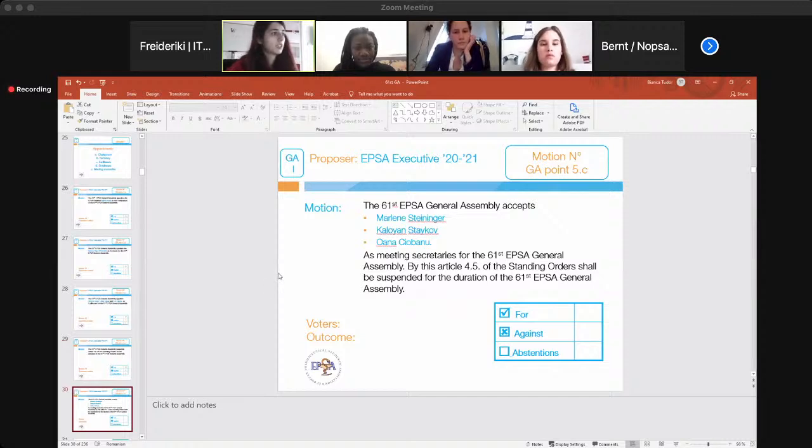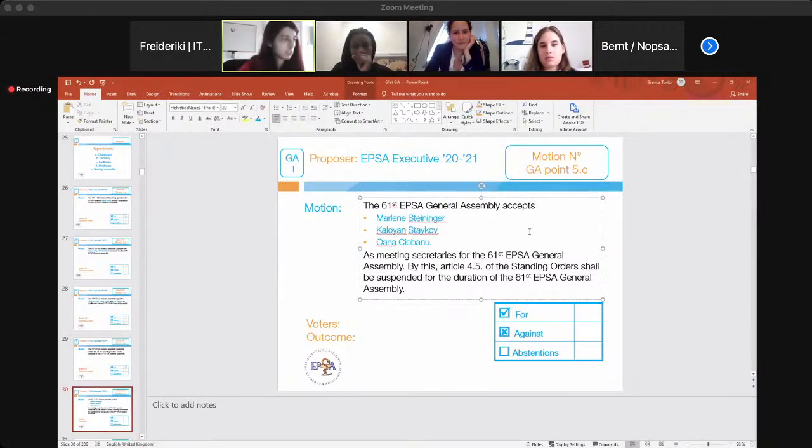Next, we will have the motion to approve meeting secretaries. The motion says, the 61st EPSA General Assembly accepts Marlene Steininger, Kaloyan Staikov, Oana Ciobanu as meeting secretaries for the 61st EPSA General Assembly. By this, Article 4.5 of the standing orders shall be suspended for the duration of the 61st EPSA General Assembly.